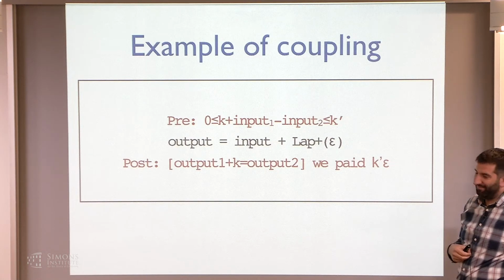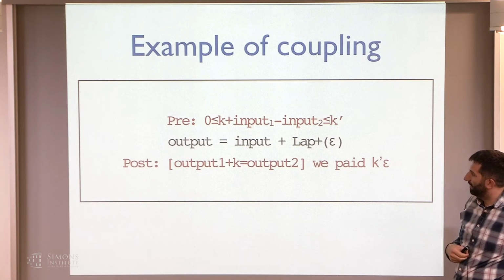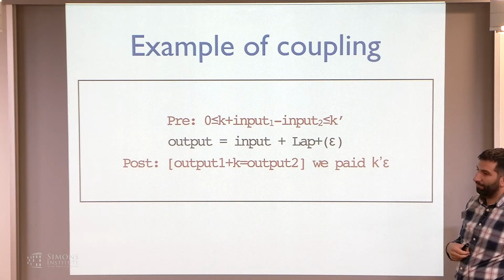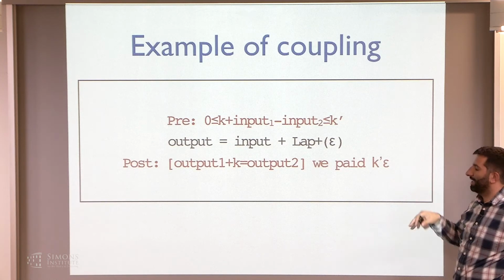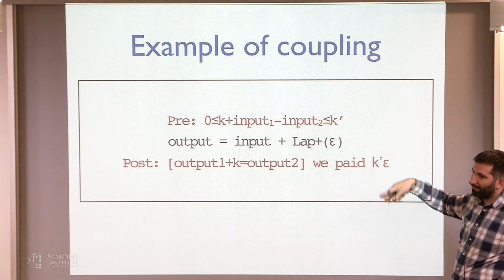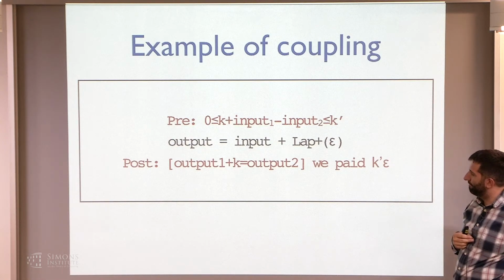I'm still parsing, sorry. So input 1 minus input 2 is somewhere between minus k and k prime minus k. And then, yeah, this is because we are looking at the one-sided, so it's a bit more tricky. Yeah, I see. I think I understand what that says.